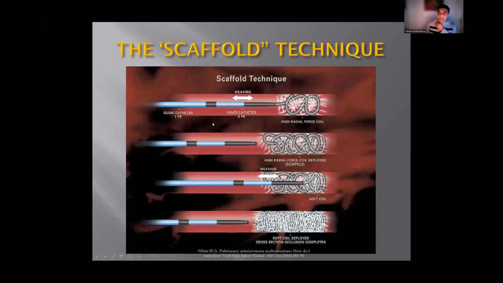Okay, second technique we use, it's called the scaffold technique. So same catheter, the idea is to use a coil, which is a bigger coil than the AVM, and this acts like a scaffold. High pressure against the blood vessels. The whole idea is it does not move forward. Once we fill this up, we have to fill up the interstices of the scaffold with smaller coils, softer coils. So in the end, what we get is a cross-sectional occlusion of the blood vessel.